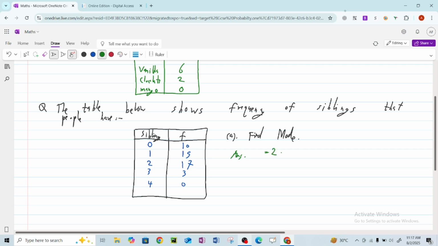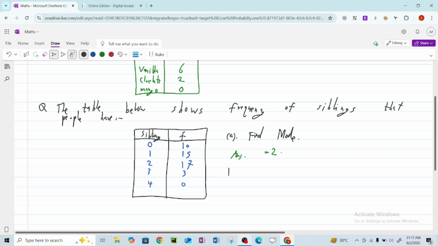Why? Look, this just tells us the frequency: 10 people have 0 siblings, 15 people have 1 sibling, and 17 is the most that we can get. 17 people have how many siblings? That's what we have to write. We don't have to write the amount of things we have, we have to write how many people have that. So 17 people have 2 siblings. We're going to write that, which is 2 over here.